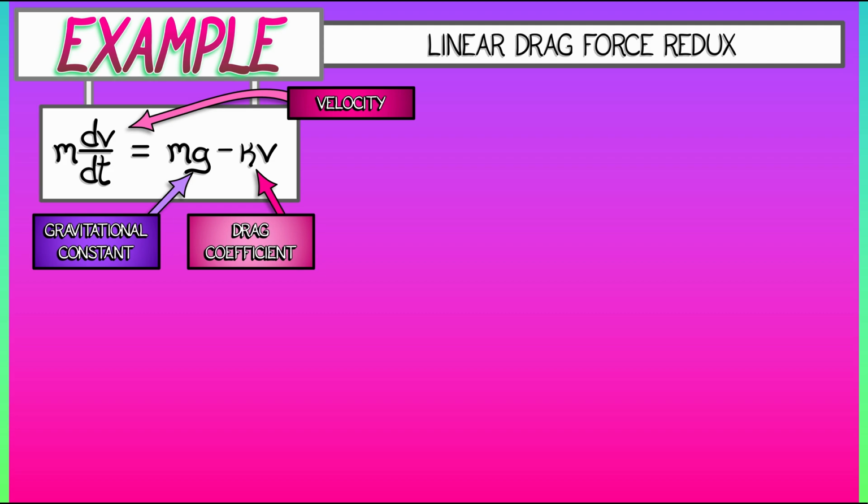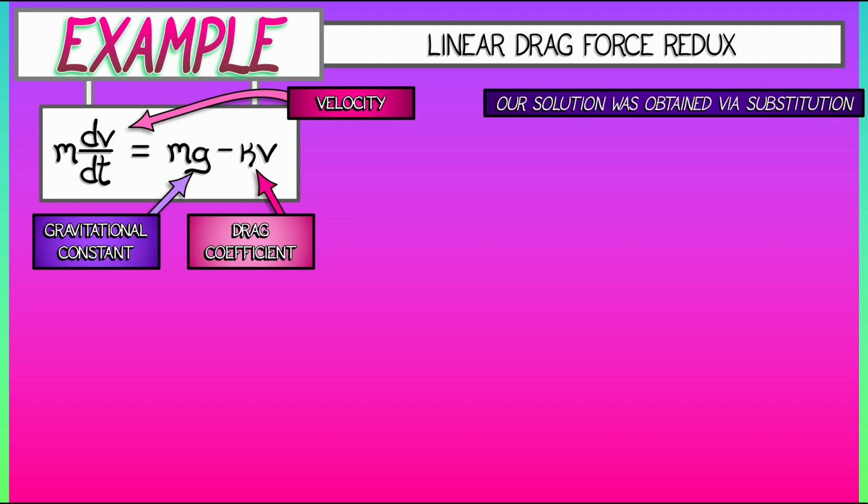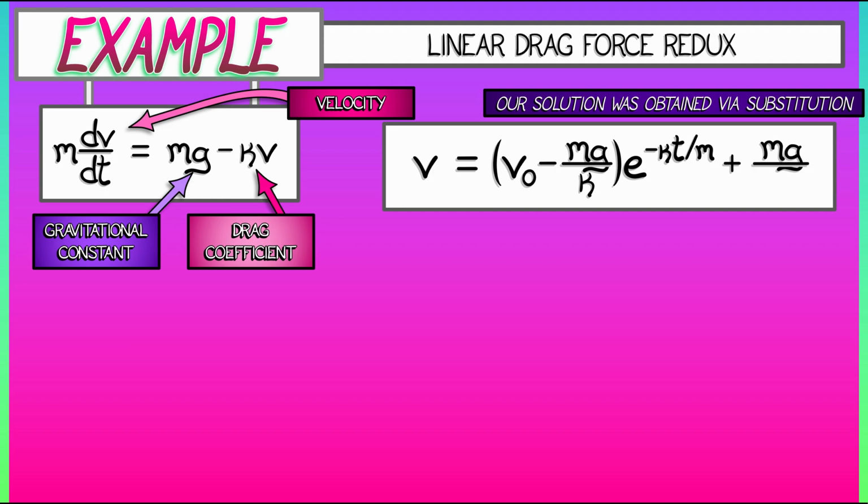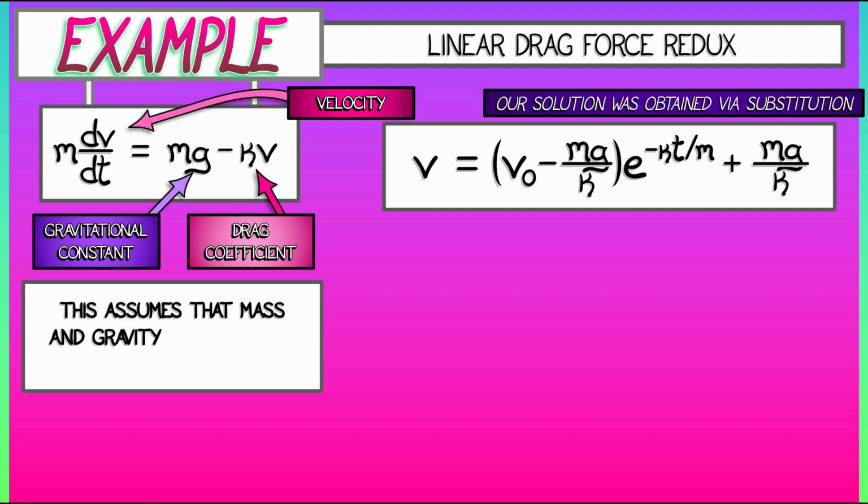Now, just like before, our solution to this affine ODE was obtained via substitution, and we got v is equal to quantity v naught minus mg over kappa times e to the minus kappa t over m plus mg over kappa. That means that you are exponentially converging towards this constant mg over kappa, which is the terminal velocity for this falling body. Remember that, okay? Because all of this assumed that everything in sight was constant.